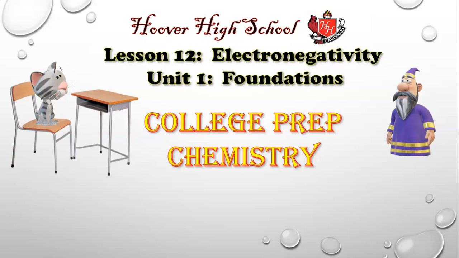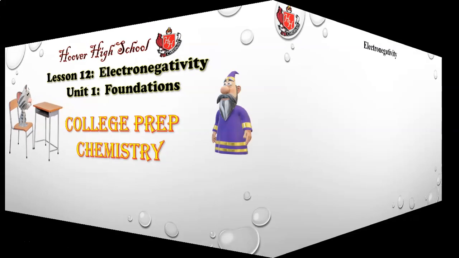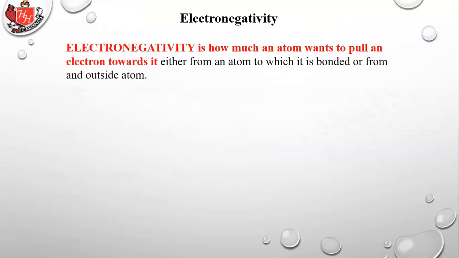Chemistry, we're moving on to lesson 12. The subject is electronegativity, a subject closely related to the last topic of ionization energy. So electronegativity is how much an atom wants to pull an electron towards it, either from an atom to which it is bonded or from an outside atom.